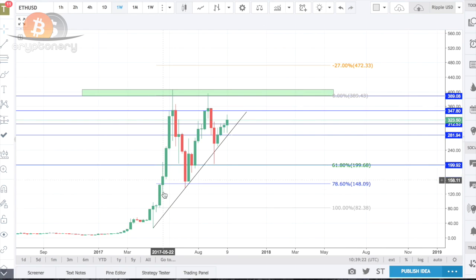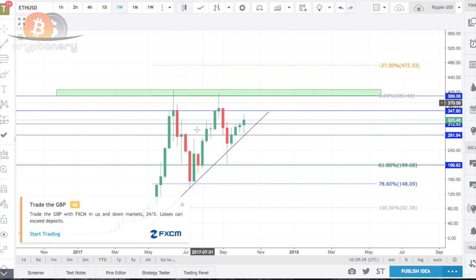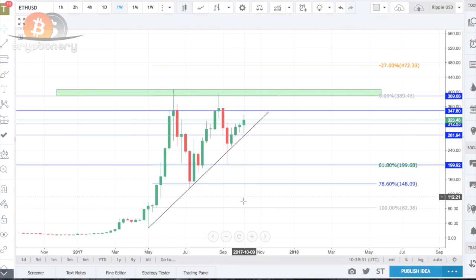We're respecting the trend line. We're on the weekly chart, remember. We have retested 400 twice. Now Ethereum will be having another hard fork soon. We will take into consideration the fact price soared completely last time this happened.